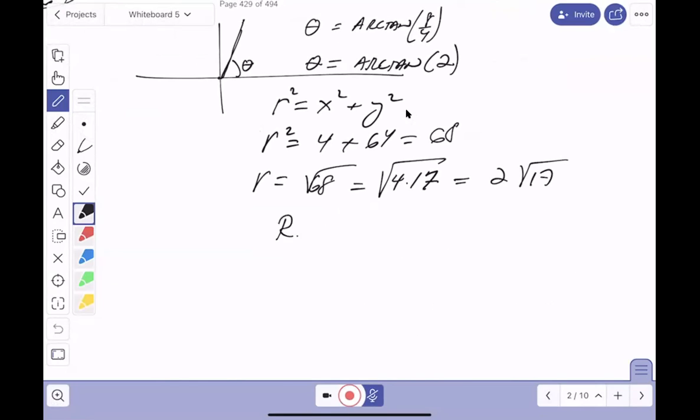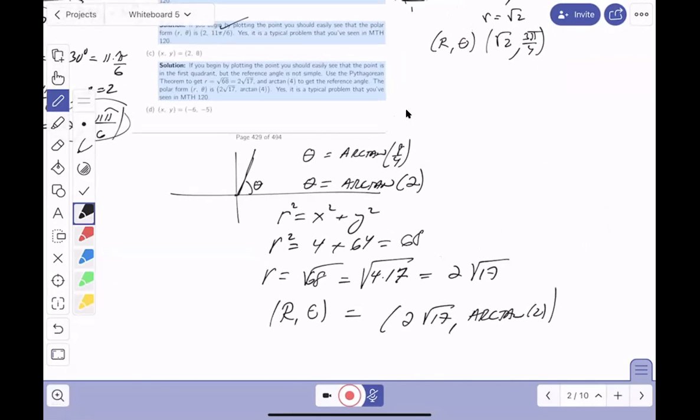So again, it's going to report it as r theta. What's the r? The r is 2 root 17. Again, we'll check this in the key. And the angle is arctangent of 2. All right, let's take a look at the key, see how we did.